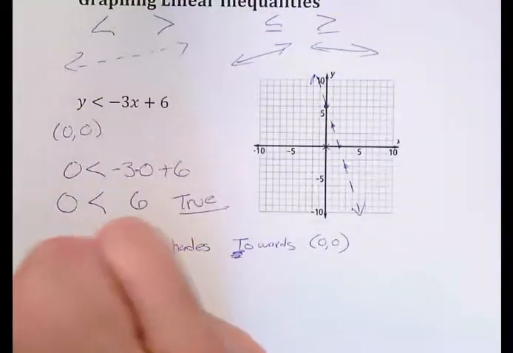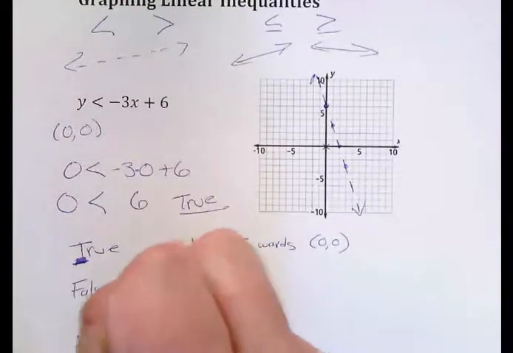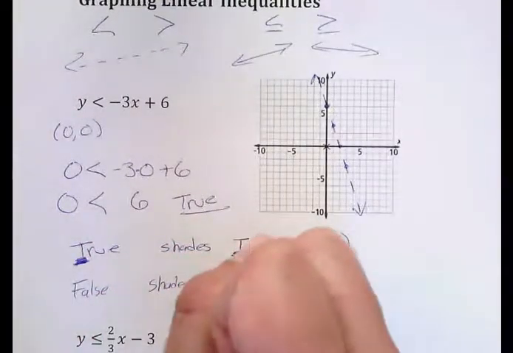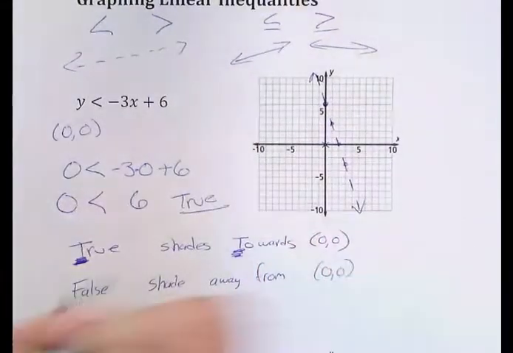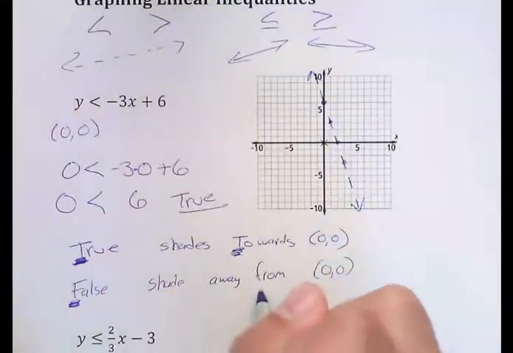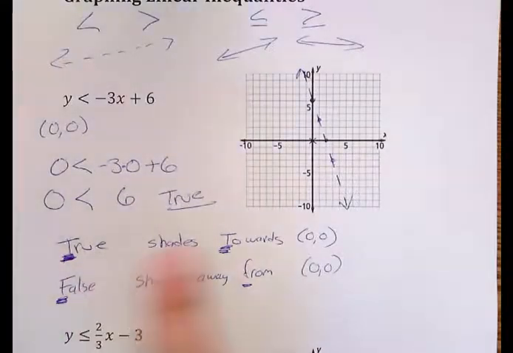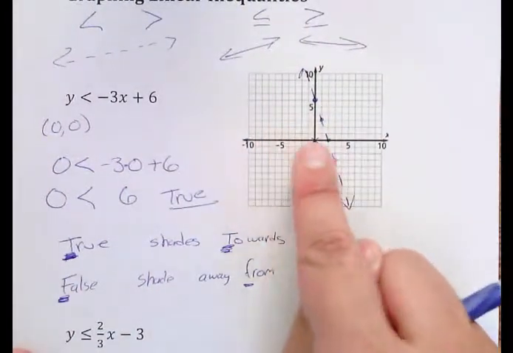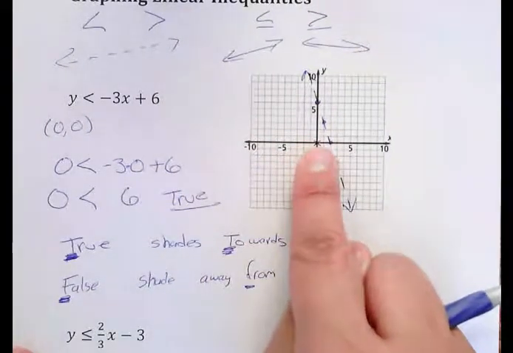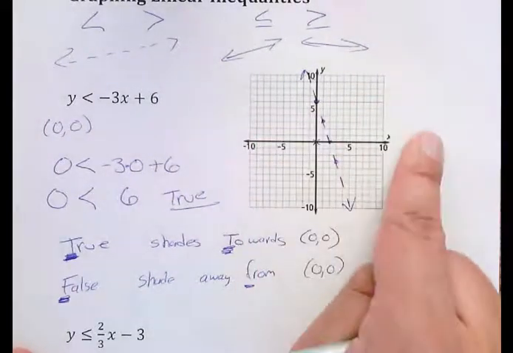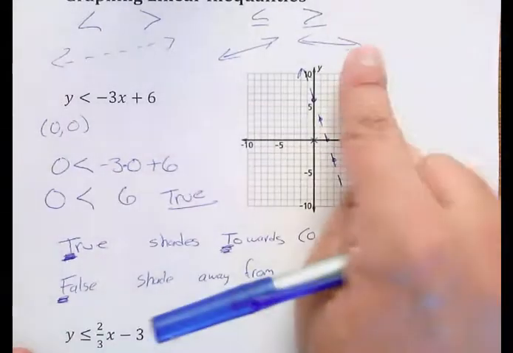If it was false, I'm going to shade away from 0, 0. F for false, F for from. So if it's true, we shade on the side that has 0, 0, which is the left side. If it was false, we'd shade away from 0, 0, which is the opposite direction over here.